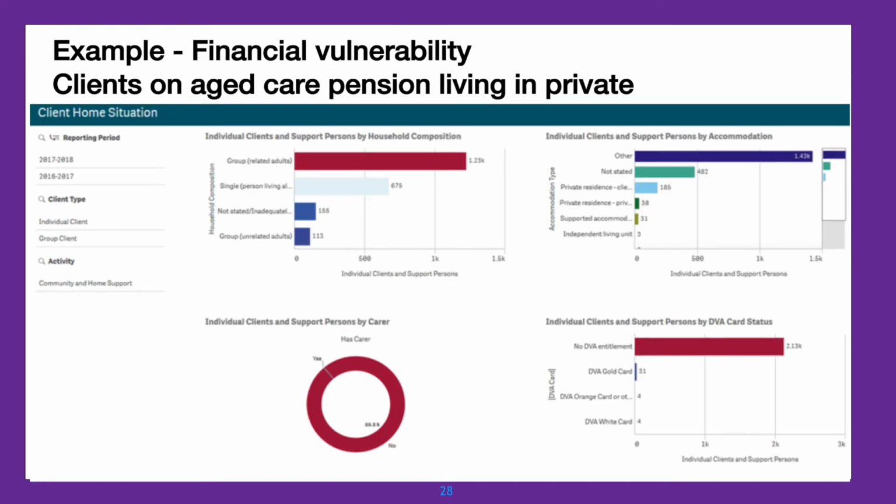This particular example is quite a useful one, because it's telling us about financial vulnerability, with clients who are living in private rental and on the aged care pension. And there's actually a data slide, some data that we've put on our website around financial disadvantage. We know that, say for instance in the LGA of Greenbank, somebody over 65 is going to be living off something like $381 a week. So that is really not going to take you very far.